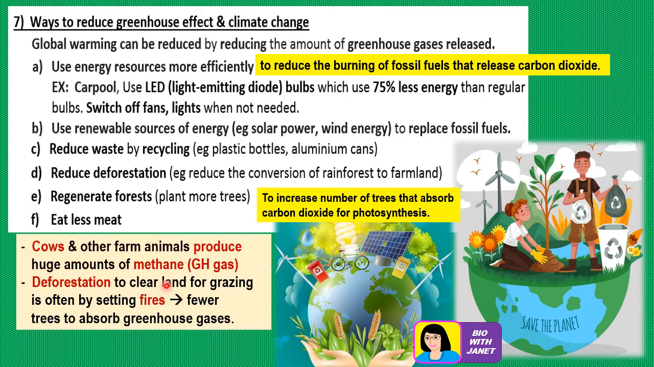And sometimes to prepare the land for the grazing of the cows, so that the cows can eat the grass, deforestation has to be carried out, often by setting fires. So firstly, there's destruction of trees, and there are fewer trees to absorb greenhouse gases, and by burning down the forests to prepare the farmland or the land for grazing, a lot of carbon dioxide is released into the air, okay, and carbon dioxide is a greenhouse gas, right? So these are some of the ways to reduce greenhouse effect and climate change.